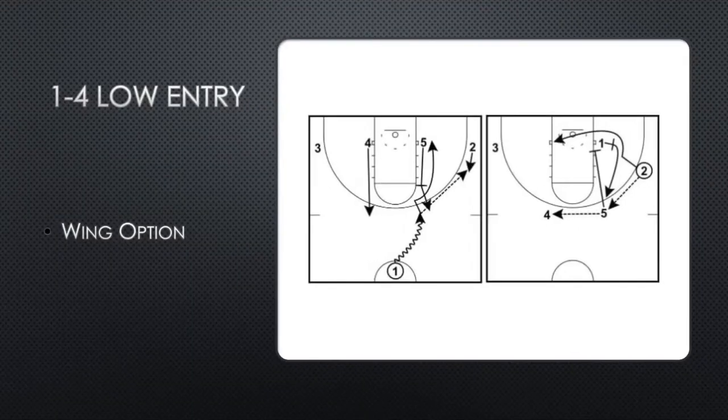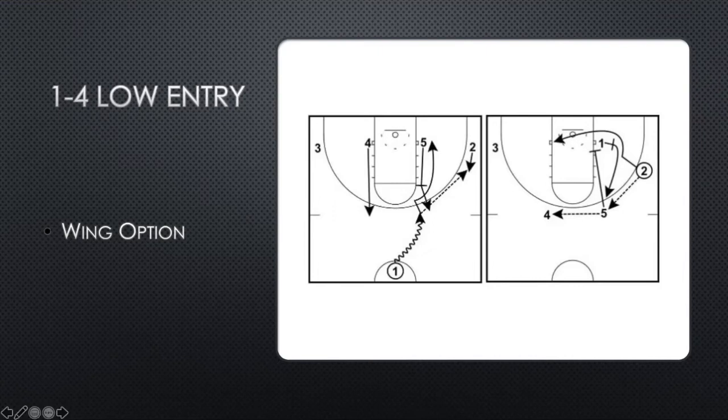Now you have the wing option, where you start out 1-4 low. The 1 dribbles up. They make this pass over here to the 2, and then we have what we call the UCLA. So again, with your quiz, this is some of the terminology. This is the UCLA screen, UCLA cut. That's where the UCLA is when the ball is passed to the strong side wing. Strong side is the side that the ball is on, so it's made to the strong side wing because the ball is on the right side here.